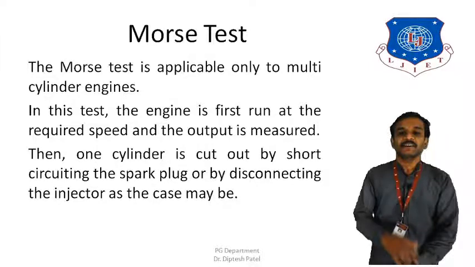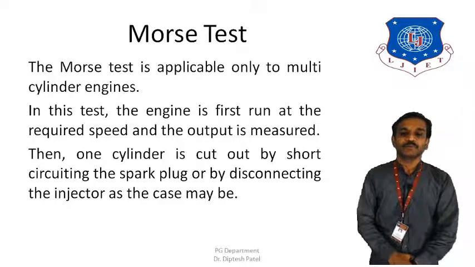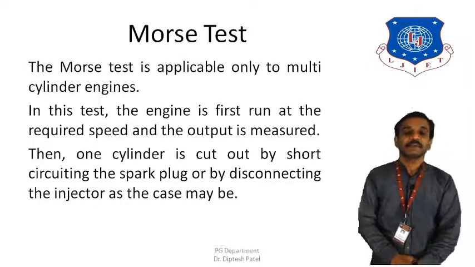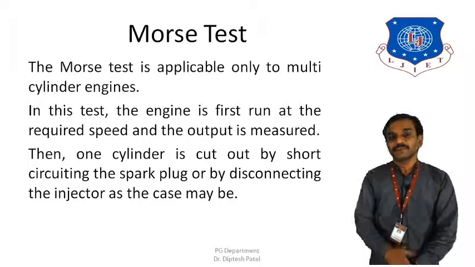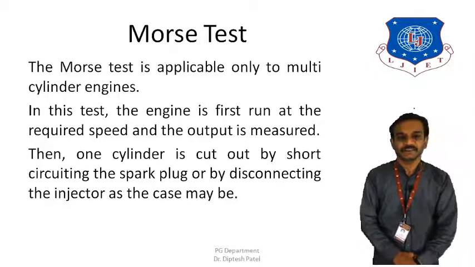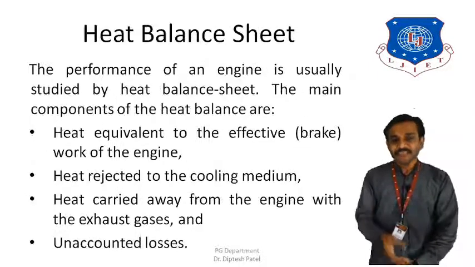flow line of the injector, or we can stop the flow of the fuel going into the combustion chamber through the injector. So you can either short the spark plug or the injector for a petrol engine and diesel engine respectively. This is how you can cut out the engine cylinder.